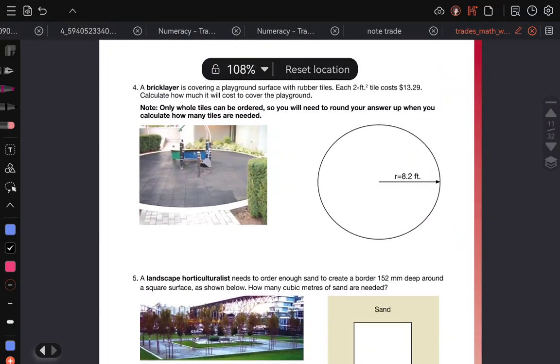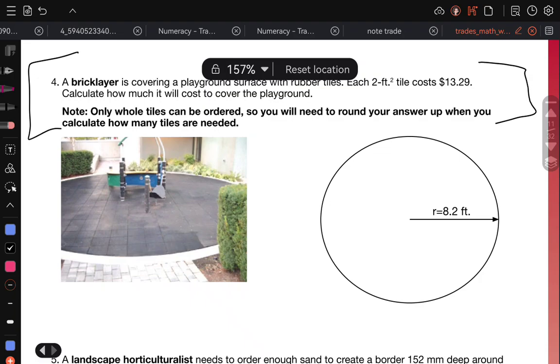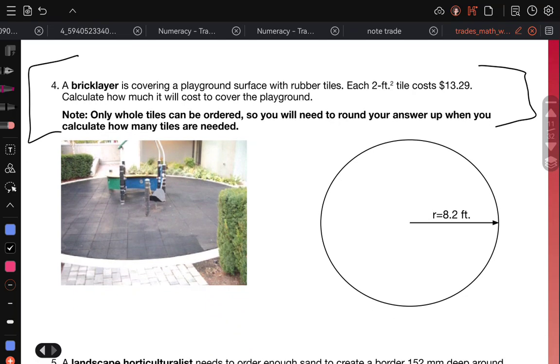Now let's go to the next question. Question number 4. Again, you need to read it alone. Just stop the video or do whatever, read it, and then let's solve it together. From here, let's just do a summary. The playground is a circle with the radius of 8.2. Each tile covers 2 square feet and costs 13.29. Only whole tiles can be ordered, so round up the total tiles required.